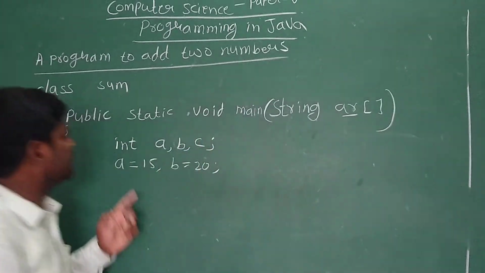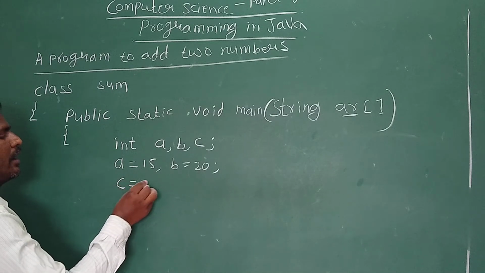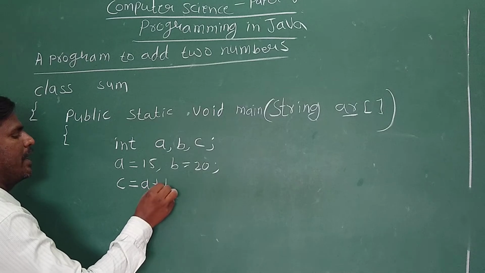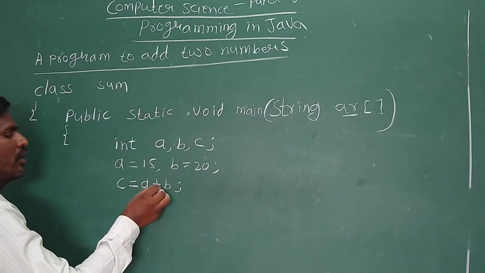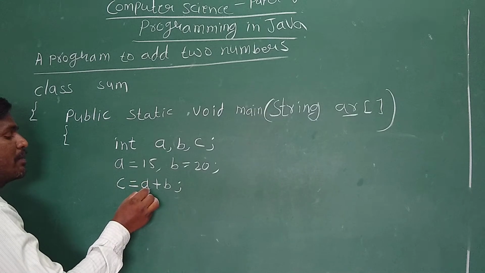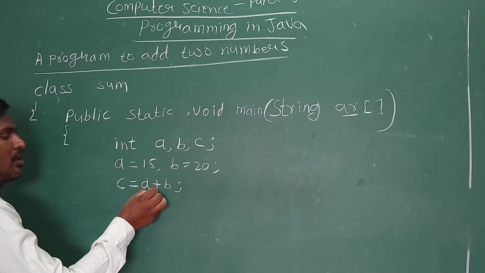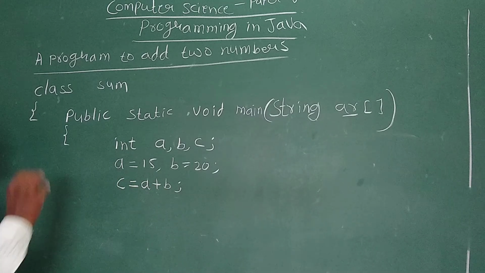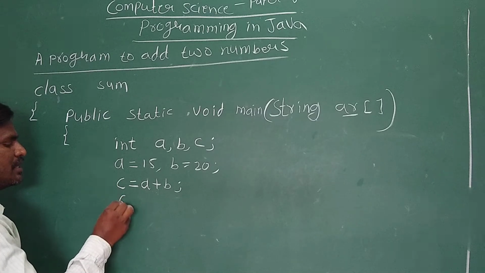Now we know this is the input. We know the input, so now we can directly make a process. What is the process? Addition of two numbers: C is equal to A plus B. What happened here? First, the A value and the B value will be added, and the result is assigned to the variable C. Now we have to print the sum.